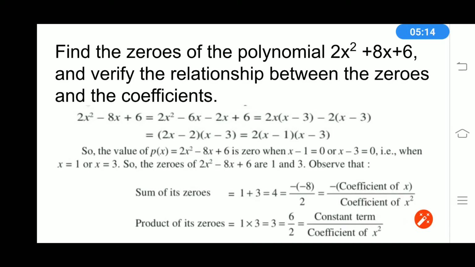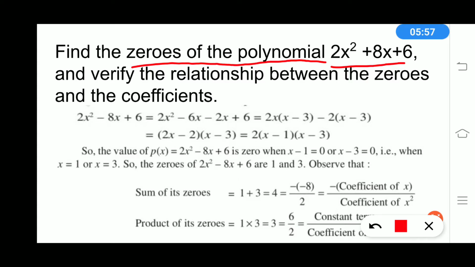Now we solve this question. Find the zeros of the polynomial 2x square plus 8x plus 6 and verify the relationship between the zeros and the coefficients. When this type of question is given, that is, find the zeros of the polynomial, we just factorize the given polynomial. In class 9 we have learned how to factorize quadratic polynomials by splitting the middle term, so I think you have no problem factorizing polynomials.